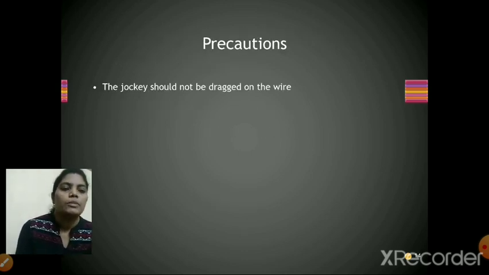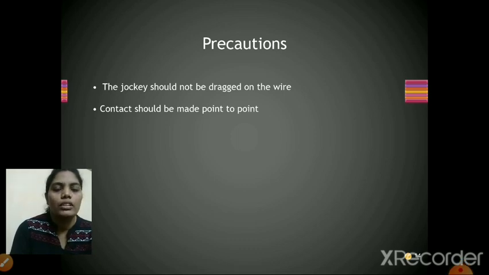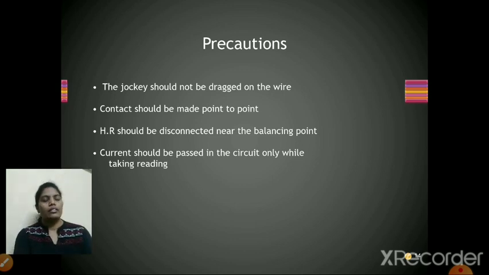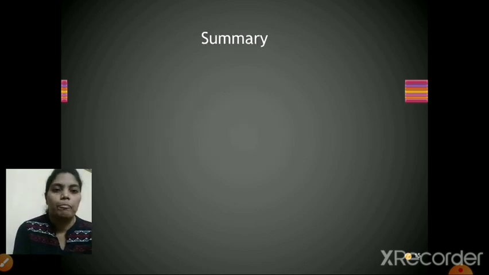While doing this experiment, we need to take some precautions. The jockey should not be dragged on the wire. Contact should be made point to point. Very important precaution: high resistance should be disconnected near the balancing point. Current should be passed in the circuit only while taking a reading. When we are not taking a reading, we can switch off the battery, or else we can open the key which is connected at the battery.